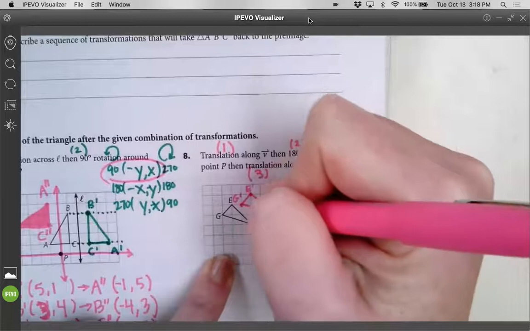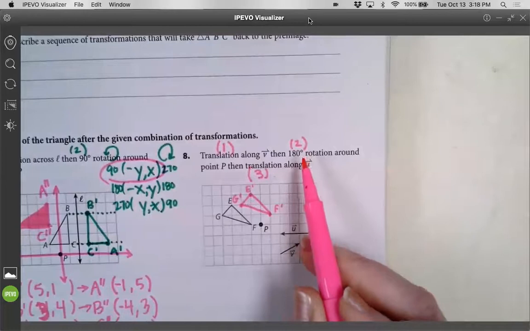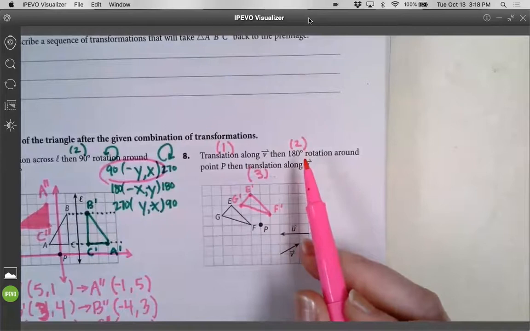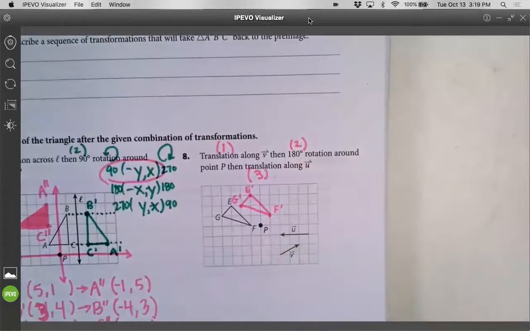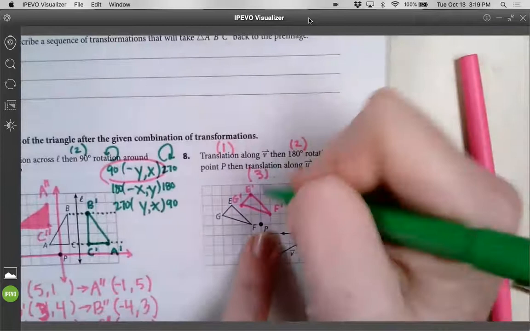Next, we do a 180 degree rotation. We want to make sure we do these in the right order, as tempting as it would be to go ahead and do both vectors at the same time. That's not the order that's listed. First, we do vector V, and then we do a 180 degree rotation. So, for a 180 degree rotation, we need to make point P right here our 0, 0. We need to make it our origin.